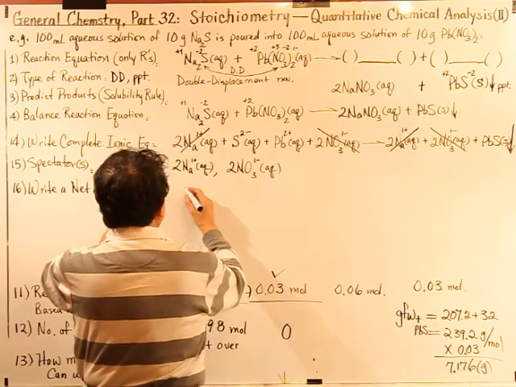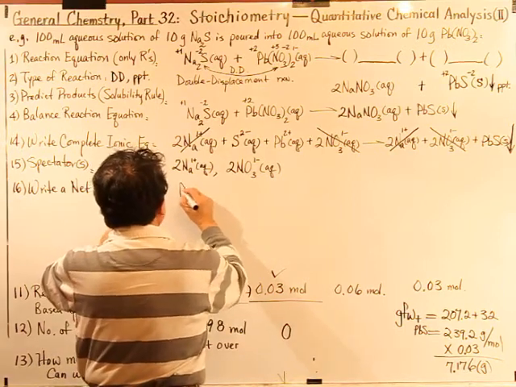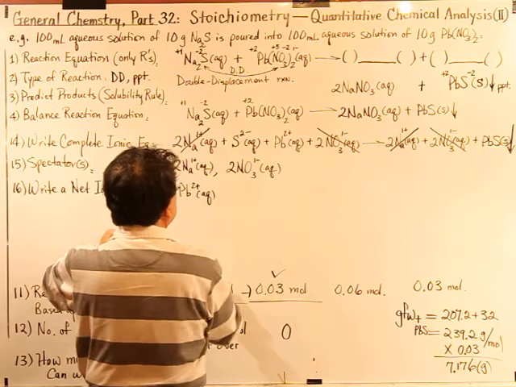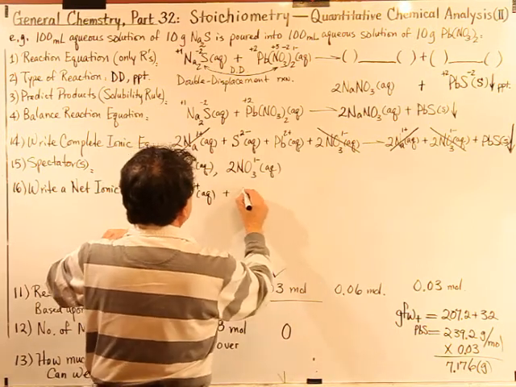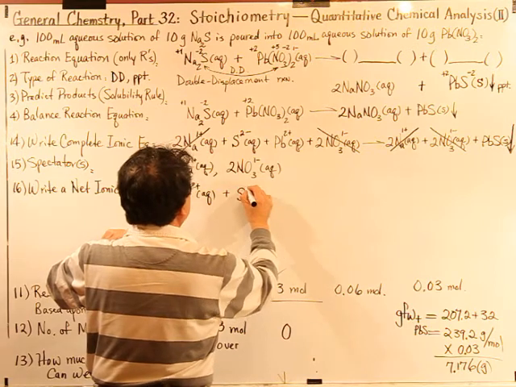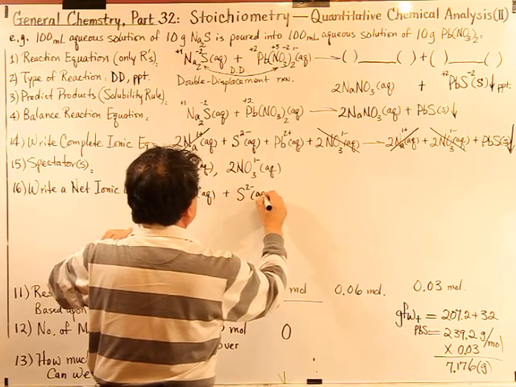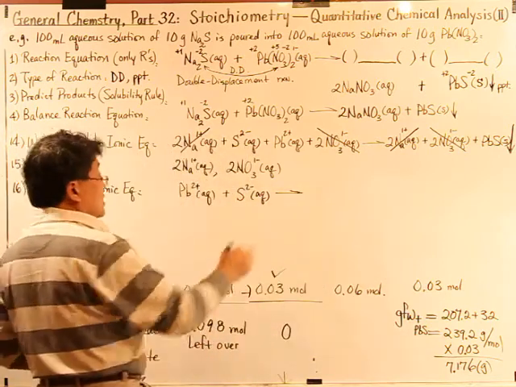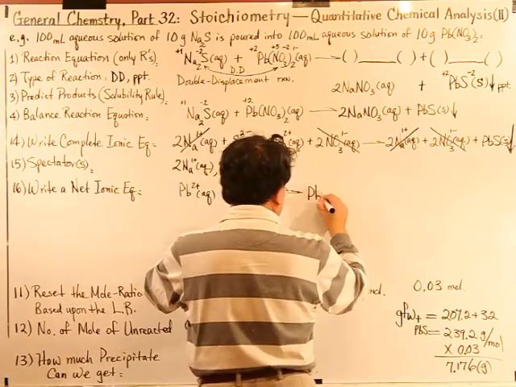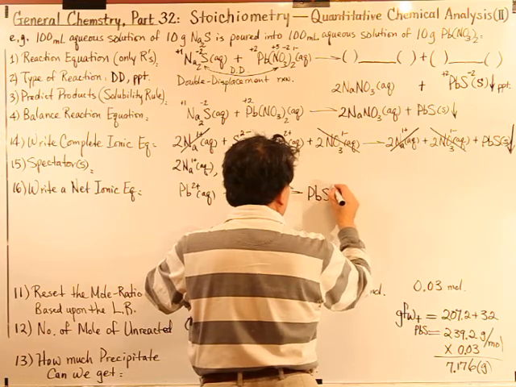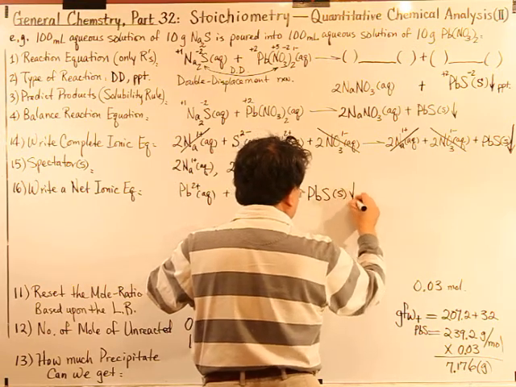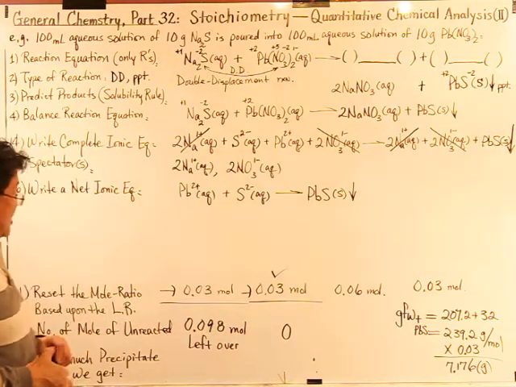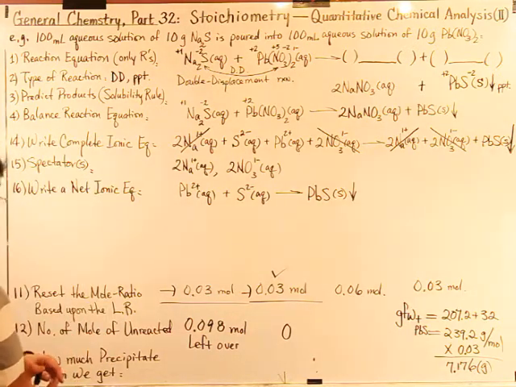So you have Pb2+ aqueous, right? And it reacts with sulfide, S2- aqueous, and gives a one-way reaction, giving PbS. And that is solid. Now, this is what? This is a net ionic equation.